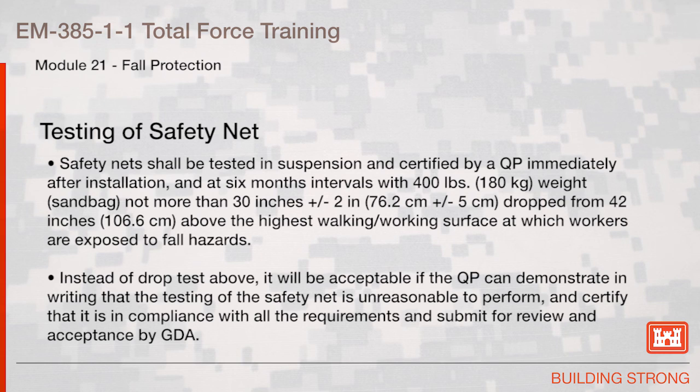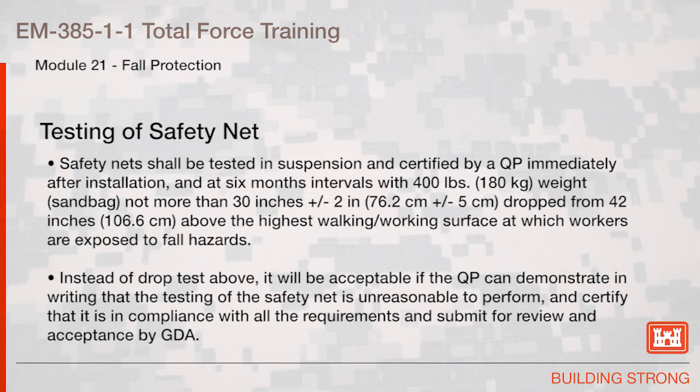Safety nets shall be tested in suspension and certified by a qualified person immediately after installation and at 6-month intervals with a 400-pound weight or sandbag not more than 30 inches in length, dropped from 42 inches above the highest walking working surface at which workers are exposed to fall hazards.